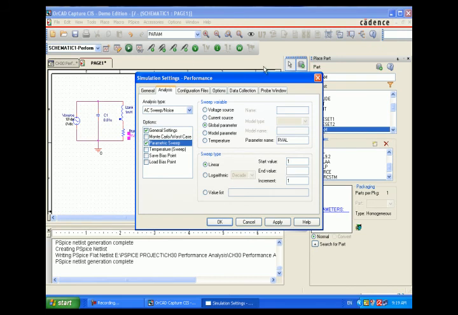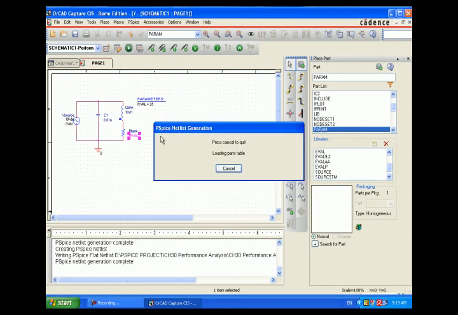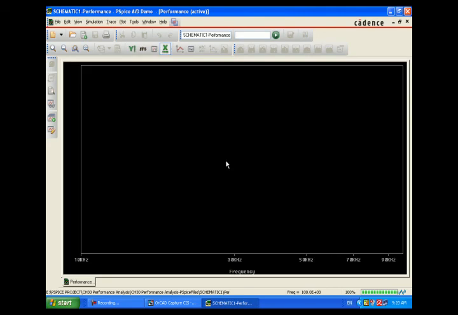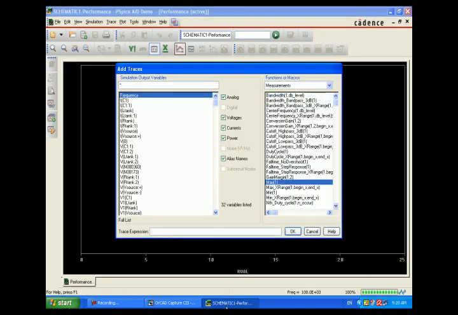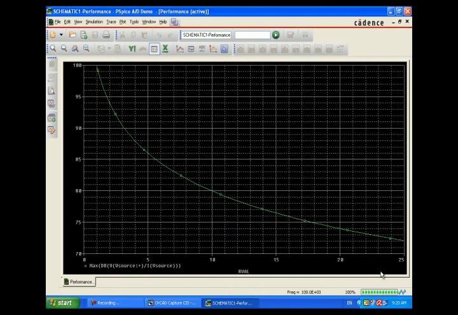Starting value of 1, ending at 25. So this is the parametric sweep we are getting from 1 to 25 for the R tank. And so this will generate a family of curves, and the maximum value for those curves uses the same formula as this one.